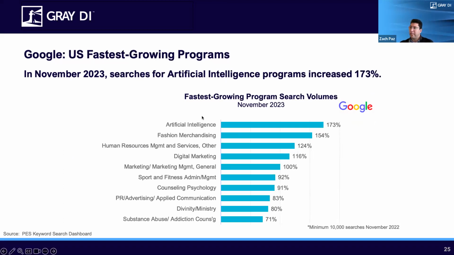Not surprising when I see this, especially with all of the AI buzz that's even grown faster in the last few months. Well, we're seeing that program searches related to artificial intelligence are also growing. That grew 173%. Fashion merchandising, that's an interesting one. Wouldn't expect that to be a huge, fast growing area. Some other areas: human resource, digital marketing, so 2 flavors of marketing at the top here, sport and fitness administration, divinity, and substance abuse round out the top.